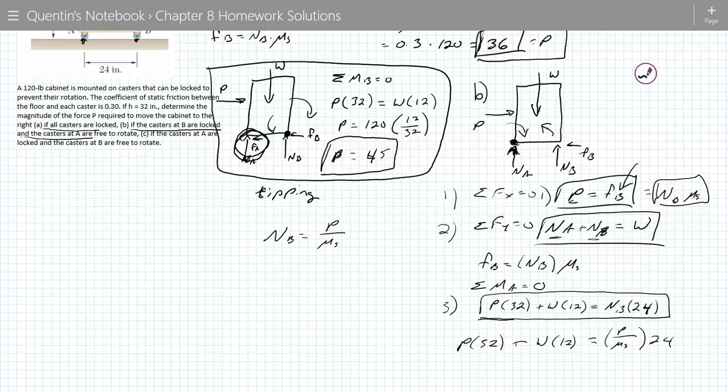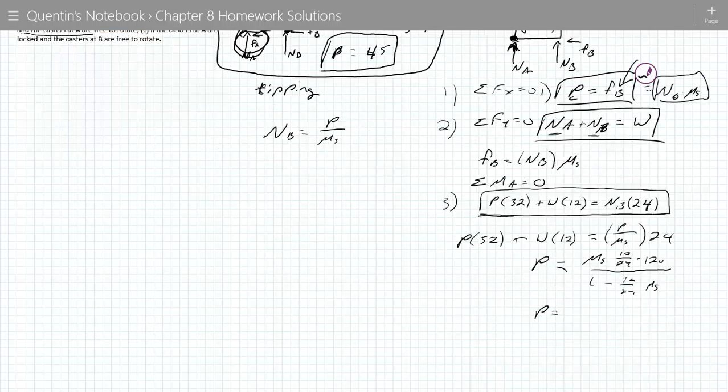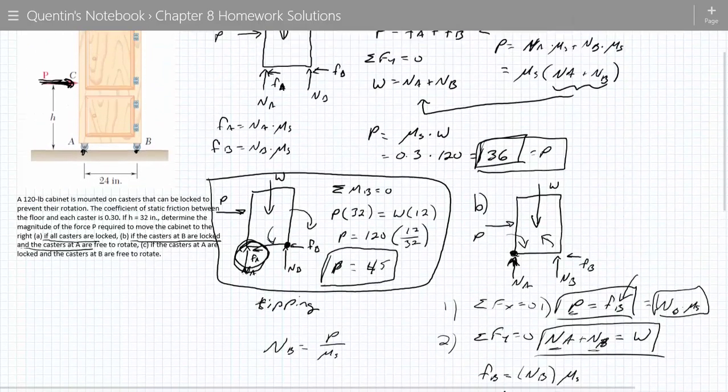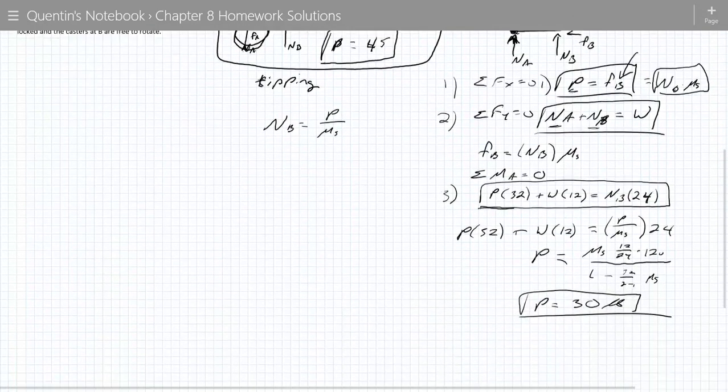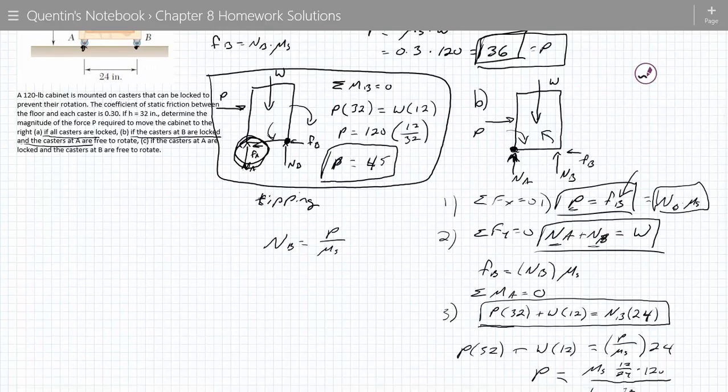And therefore, I can solve that for P. It's just 1 equation, 1 unknown, and P ends up being equal to 30 pounds. So for part B, with the front brakes on, it takes you 30 pounds. Again, 30 is less than 36, so it doesn't take as much effort to push this thing forward with just the front brakes on. It takes pretty close to the same amount of effort, but it's still under this 45, so we're not going to tip over.